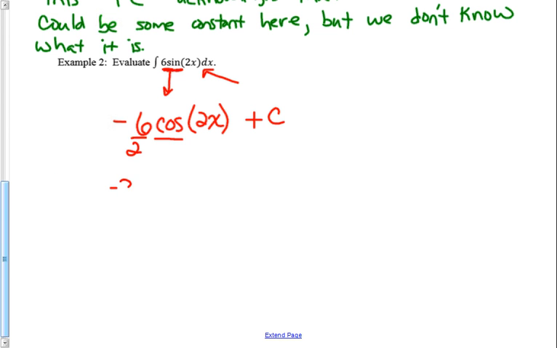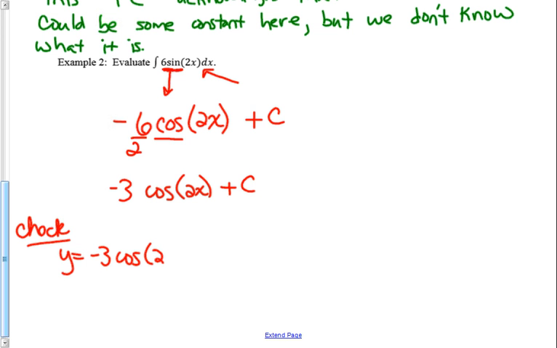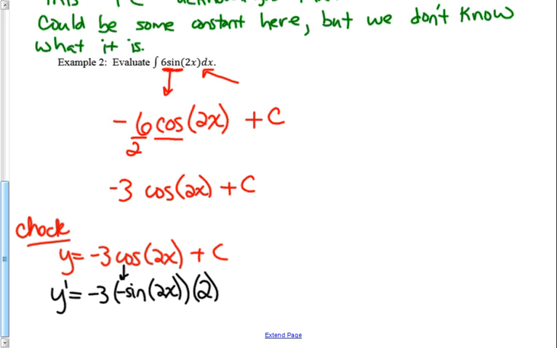I have negative 3 cosine of 2x plus some constant. Let's check. So to check this, I'm going to say that y is negative 3 times the cosine of 2x plus some constant. Let's take the derivative now. If I take this derivative, I should get what I started with. So when I take this derivative, I have negative 3. The derivative of cosine is negative sine of 2x times the derivative of the inside, which is 2, plus the derivative of a constant, which is 0.